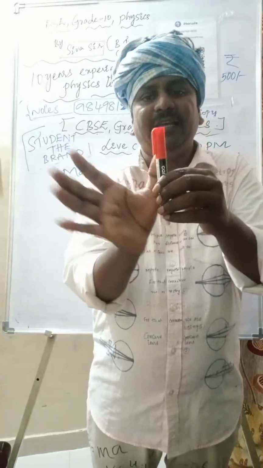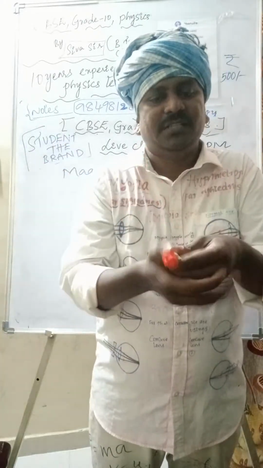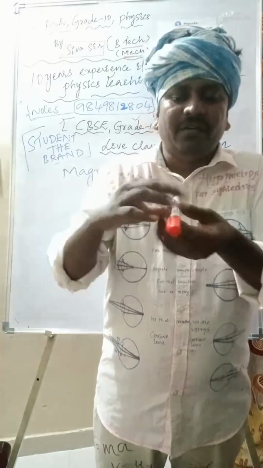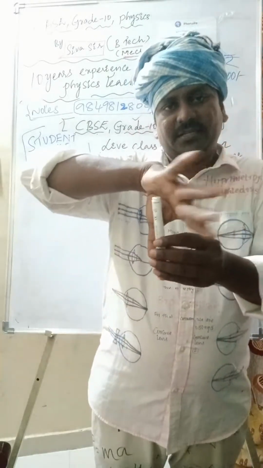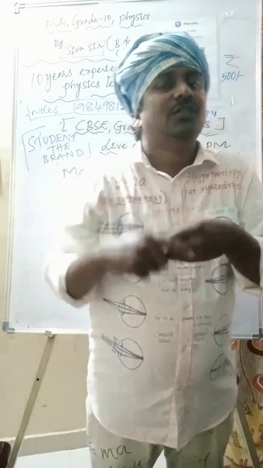If you are placing it like this, is this clockwise or anti-clockwise? Anti-clockwise. If you are seeing it like this, it is anti-clockwise direction. If it is like this, it is clockwise direction. So it depends.